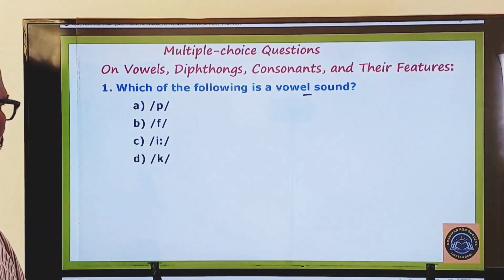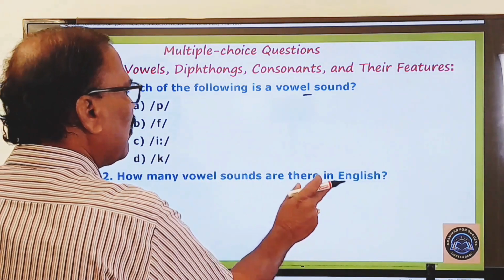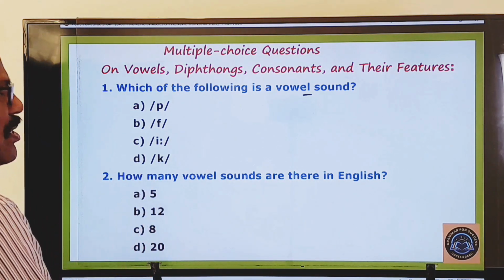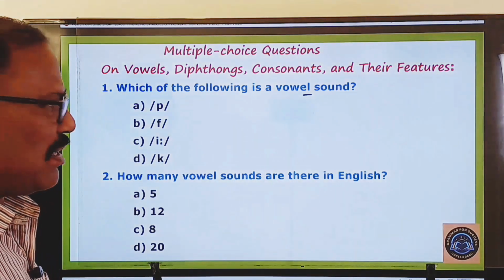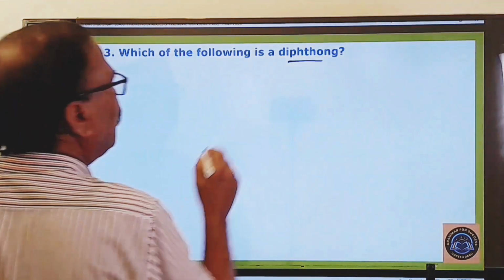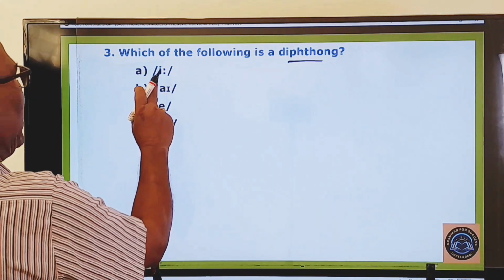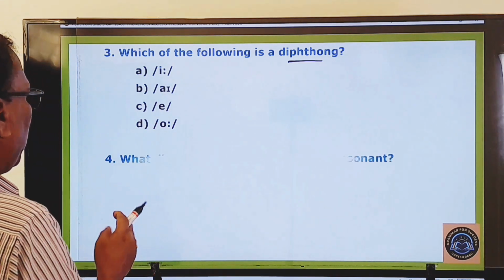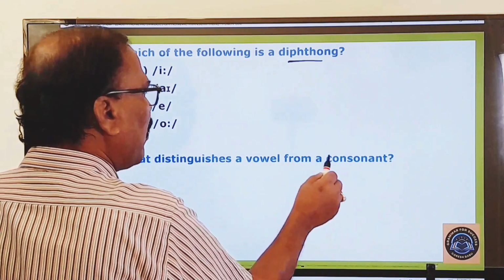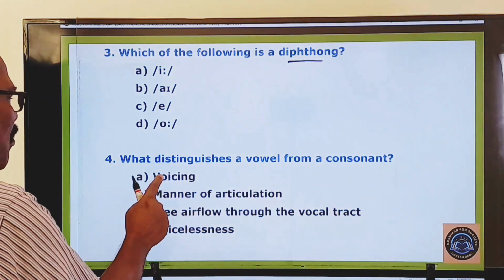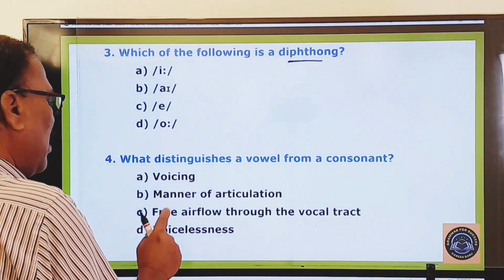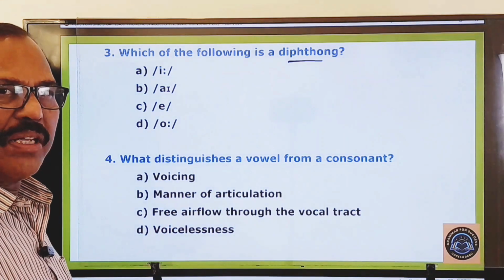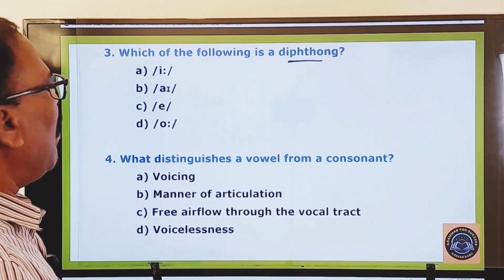Right. So you go to the second question. How many vowel sounds are there in English? 5, 12, 8, 20. Now we move on to other questions. Which of the following is a diphthong? E, I, A, O. And here you pay attention. What distinguishes a vowel from a consonant? Voicing, manner of articulation, free airflow through the vocal tract, voicelessness. You know the answer. You can do it well. Right. Now you move on to the fifth one.